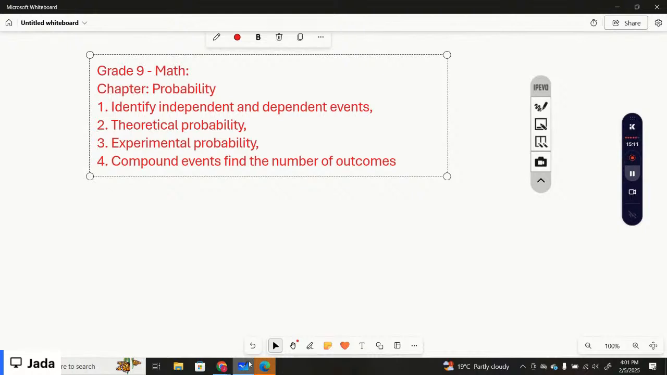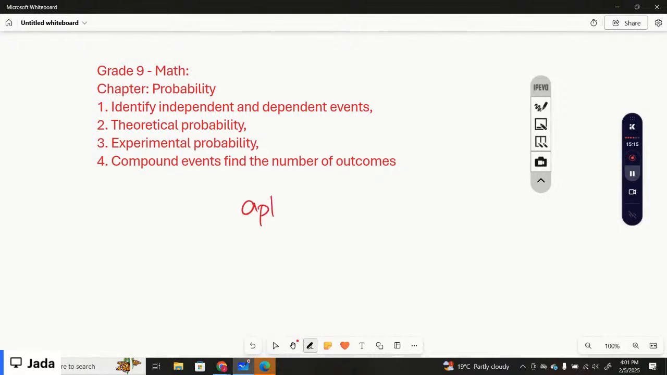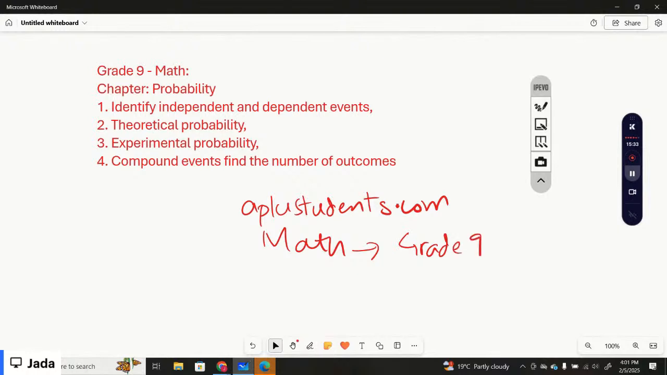You can find all the lessons on aplusstudents.com. You have to log in there using your email address and password as provided by the administrator. Then you have to select math from the subject tab, scroll down to grade 9 math, and then click on view all lessons.